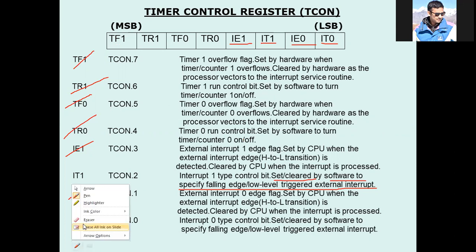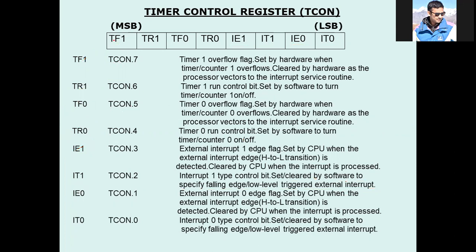just a minute. Yeah. So this TF1, TF0, IE1, IE0, TR1, TR0, IT1, IT0. I have categorized them as cross one and tick one. So can you tell me what is the criteria? Depending on which criteria I have crossed them or put a tick on them. Can you tell me?